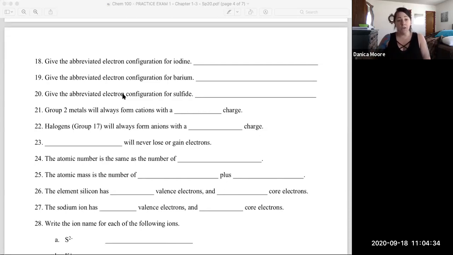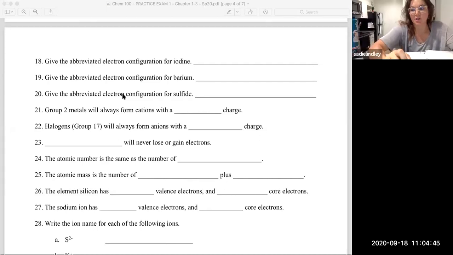I do want you to know what the word isoelectronic means. Iso means the same, electronic means electrons. When you say isoelectronic, that's just saying the sodium ion is isoelectronic to neon.